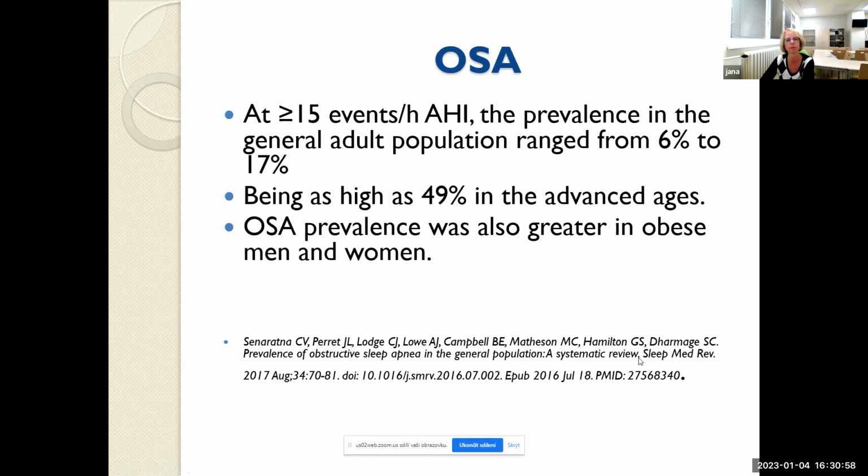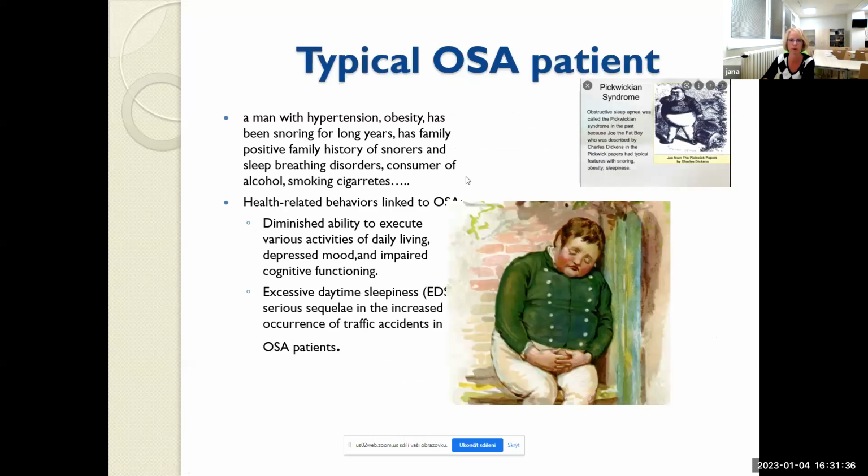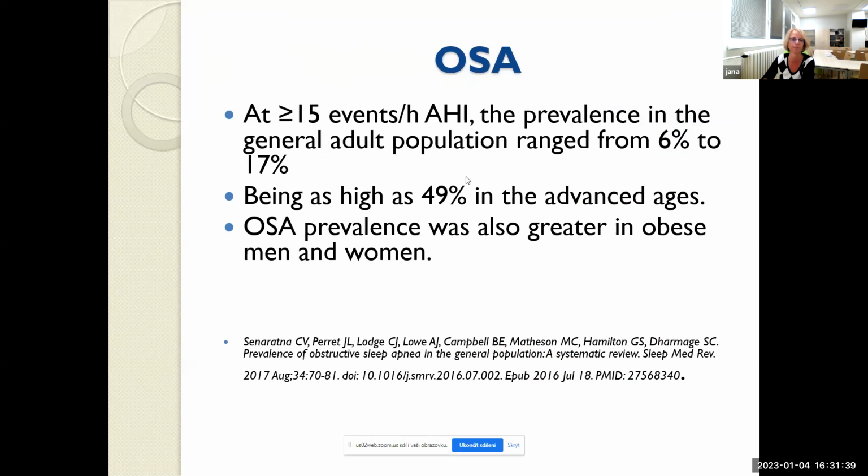The treatment in Czech Republic with special devices is given to the patient when reaches the AHI index 15 or more, and this prevalence in general adult population is ranged from 6 to 17%, but with age it is rising up, and you can reach up to almost 50%. The OSA prevalence is also greater in obese men and women, but men are more likely ill than the women in about the range of 4 to 1.